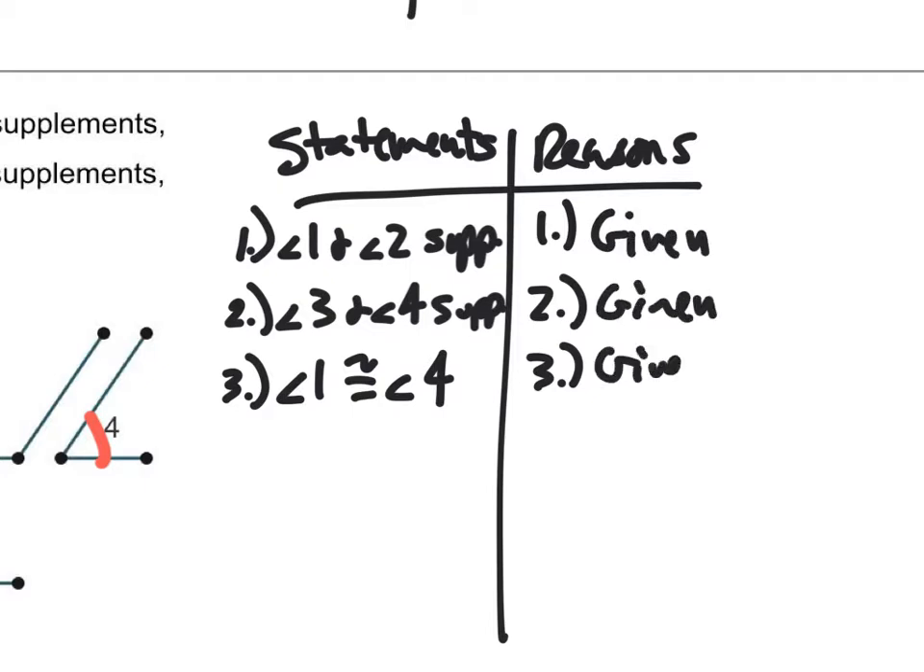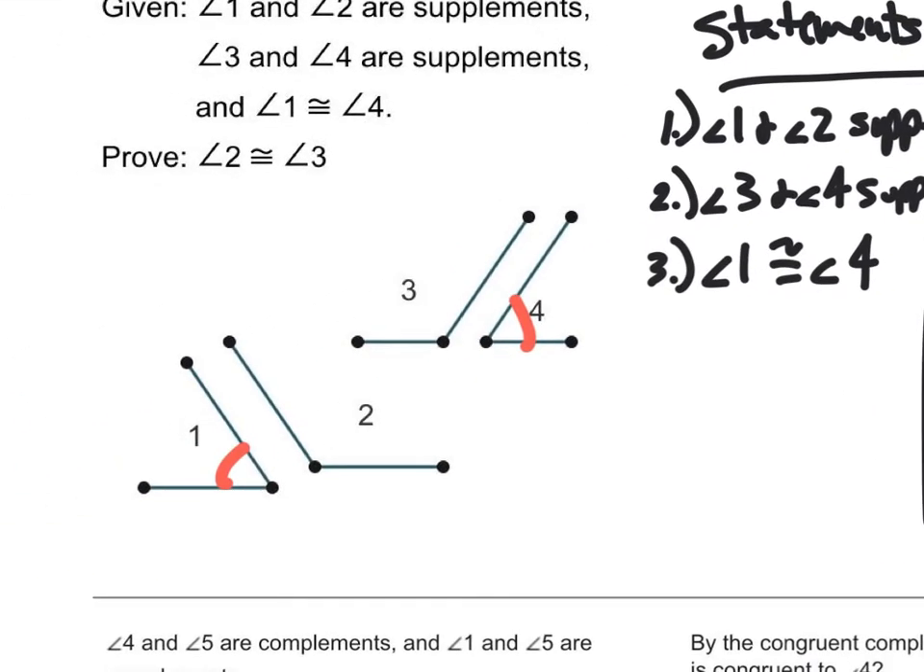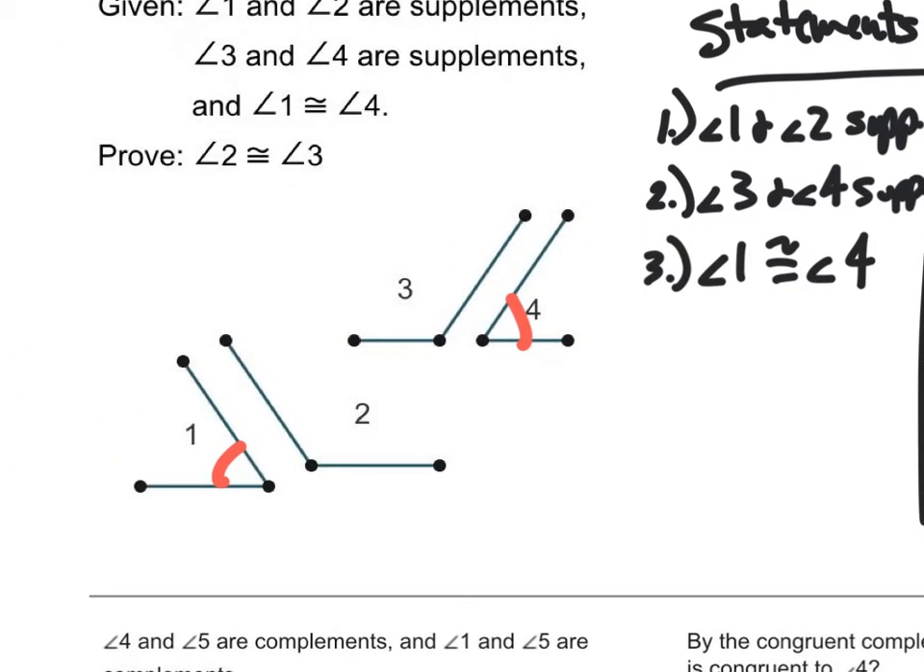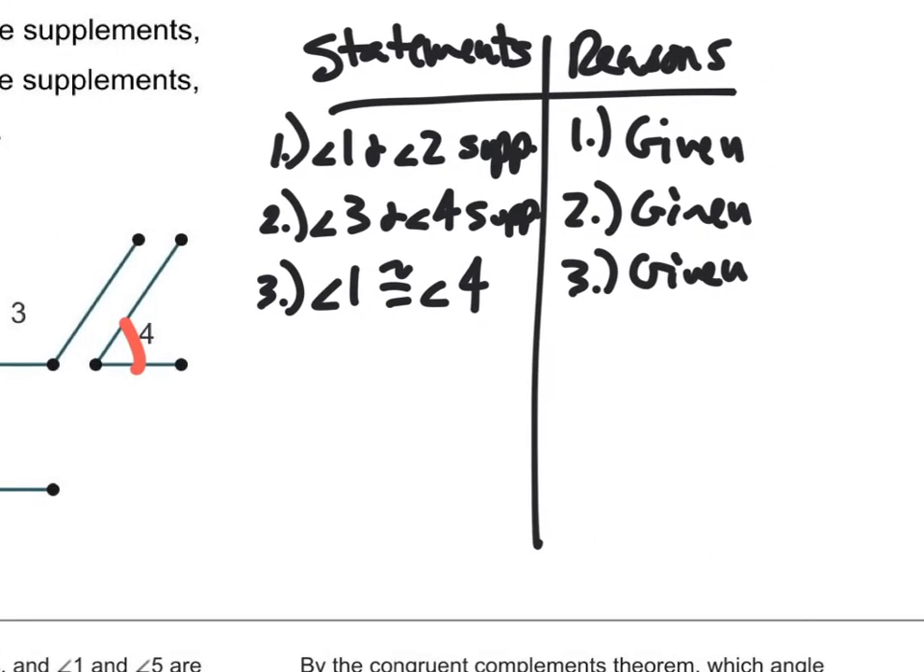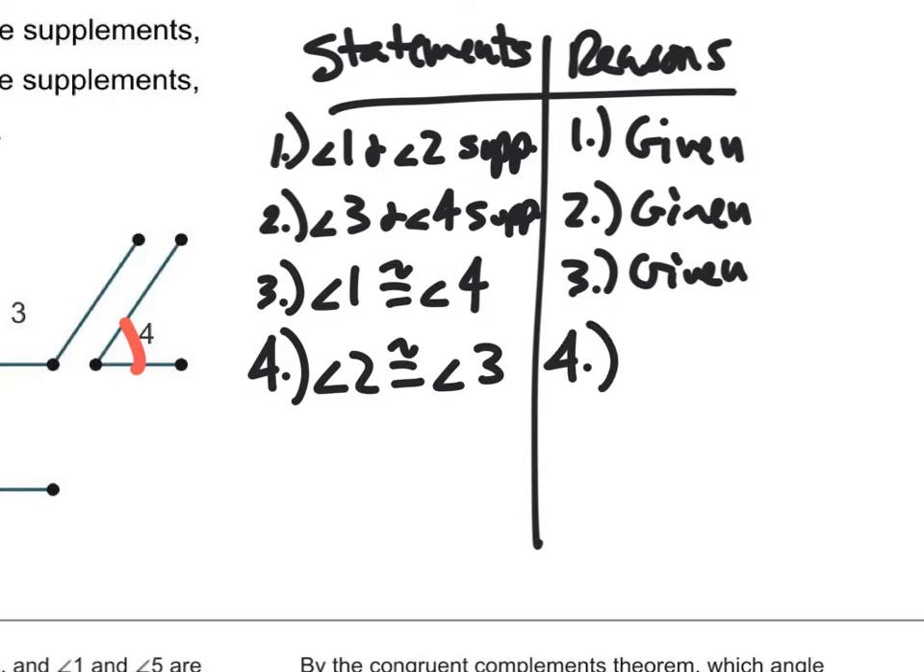All right, what we can conclude from all of this information is that these two are supplementary, these two are supplementary, and these two angles are congruent, therefore these two angles have to be congruent. So our last statement is that angle 2 is congruent to angle 3, and the reason we can say that is because of the congruent supplements theorem.